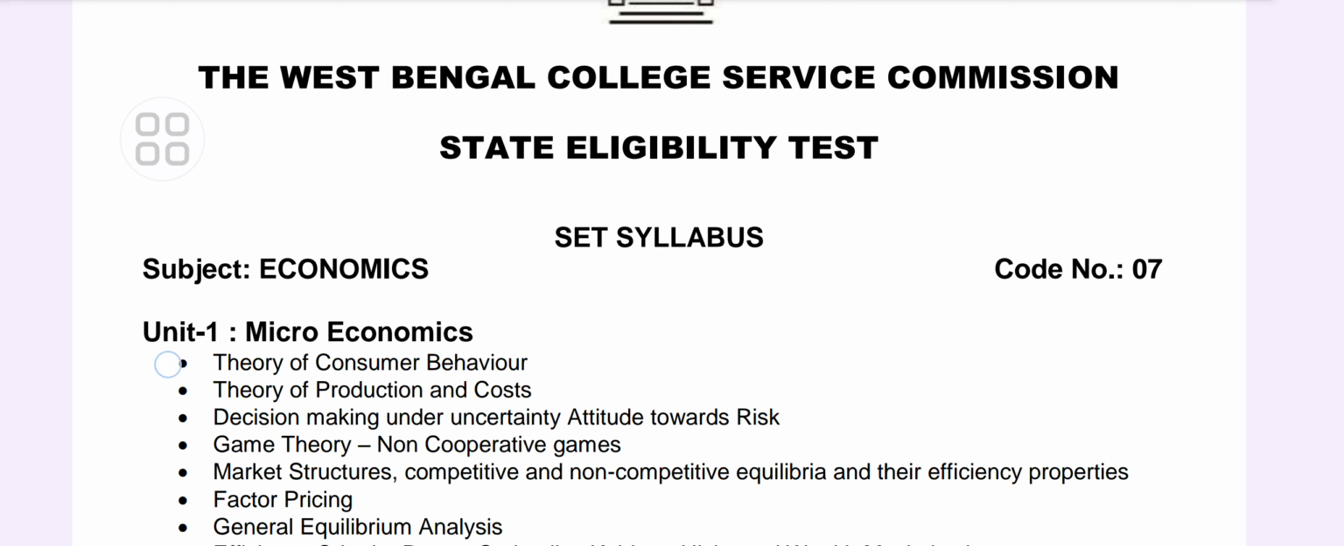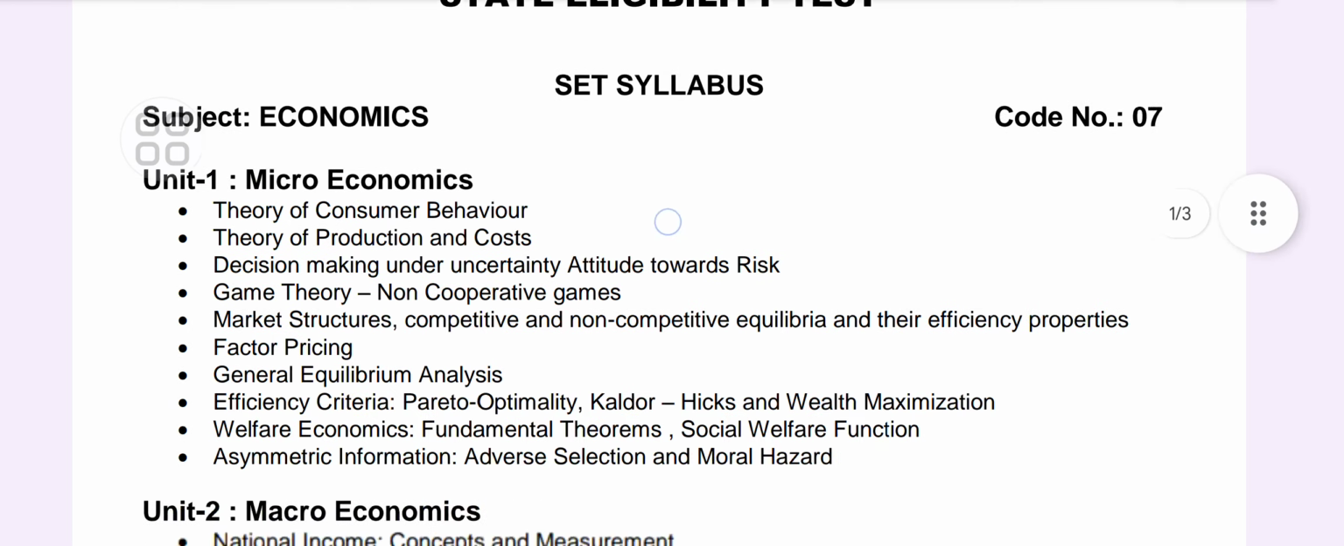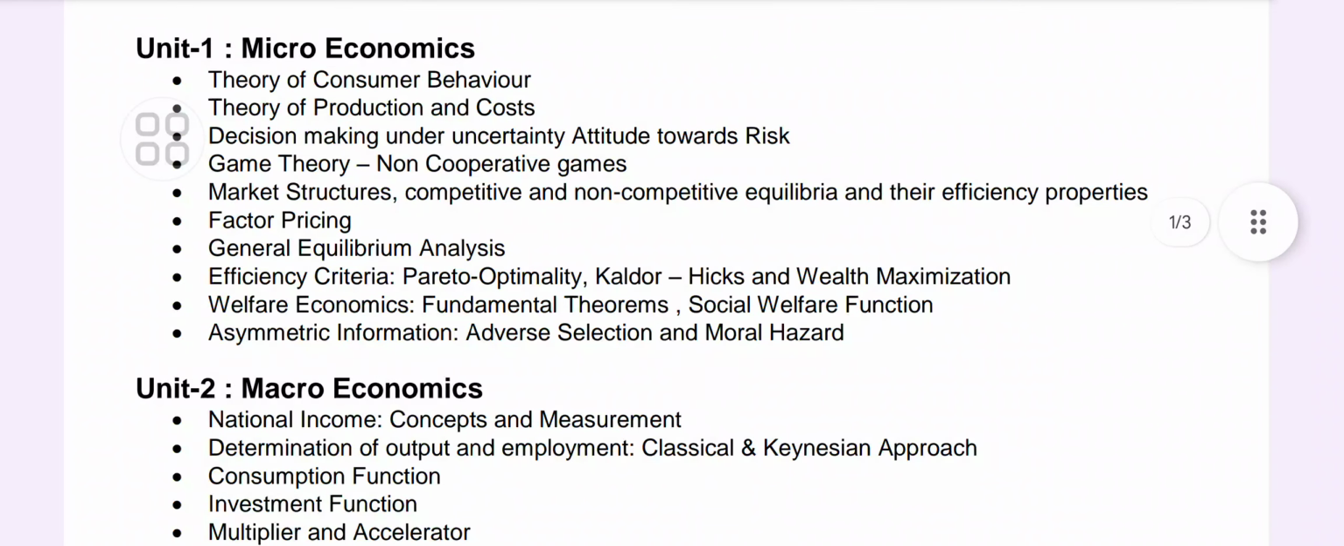So first, every time whenever you are studying, the first chapter is microeconomics. Okay, so we are going to start with that. Theory of consumer behavior is always there: ordinal utility, cardinal utility. Then you will have theory of production and cost, and then obviously risk averse, risk neutral.